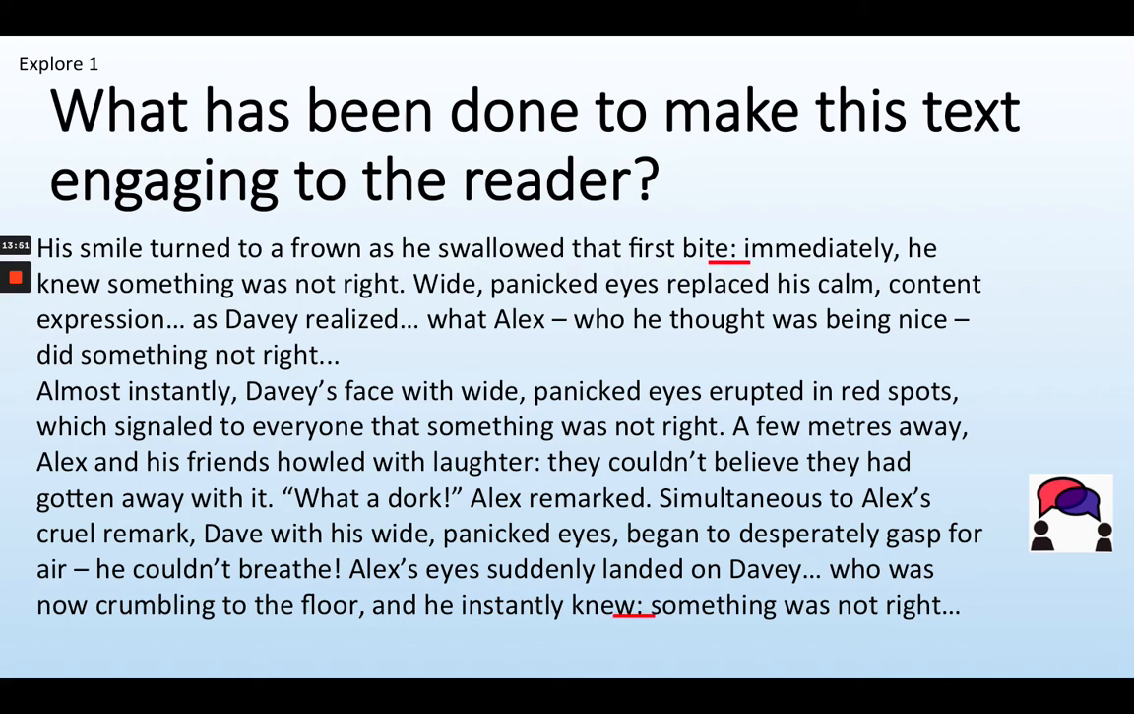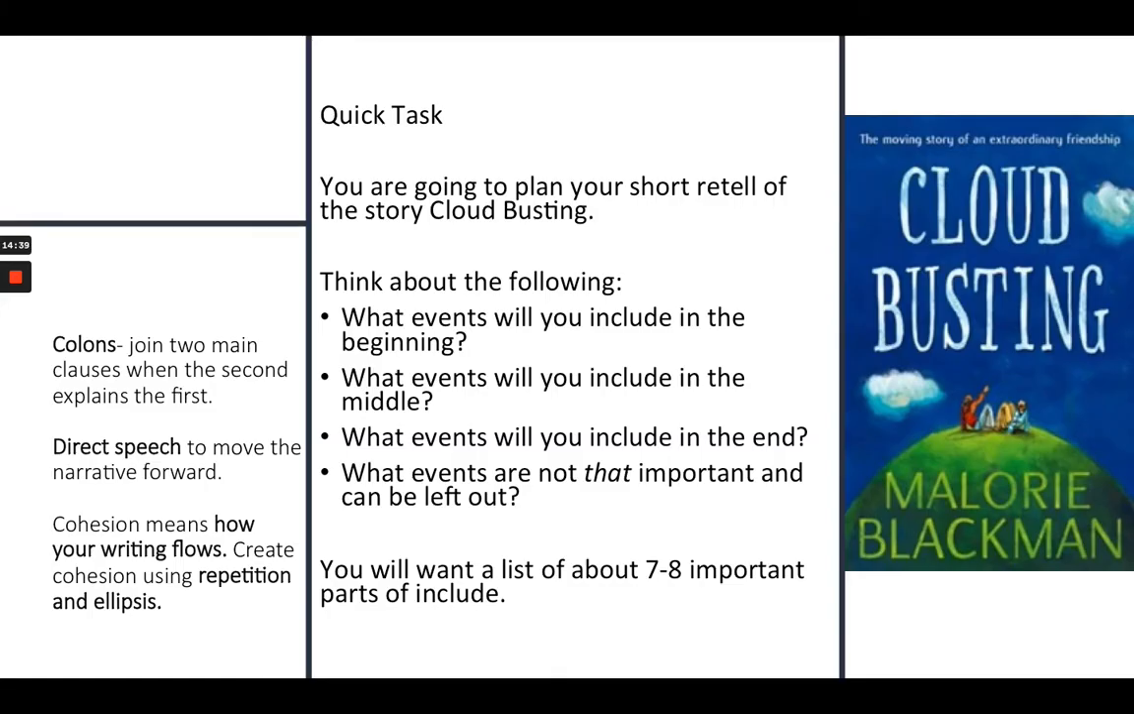Well, I have joined two main clauses where the second explains the first, using a colon. I've also used direct speech to explain or show me something about a character. In this situation, "what a dork" shows me how rude and mean Alex can be. And finally, I've created cohesion using repetition and ellipses. Well done. Now it's your turn, Year 6.